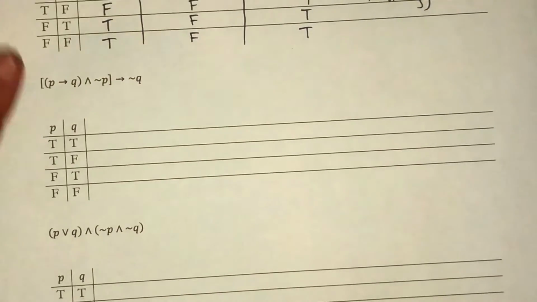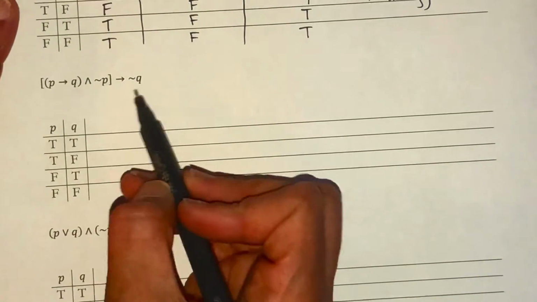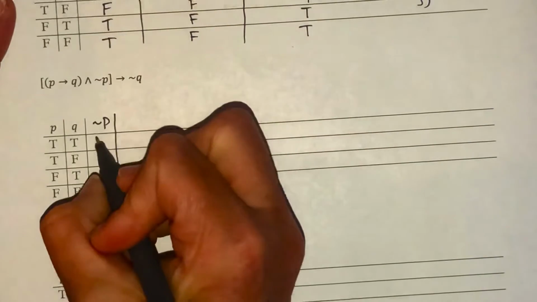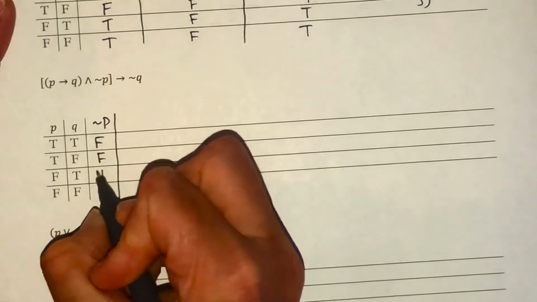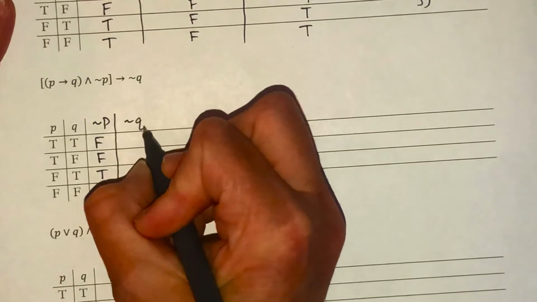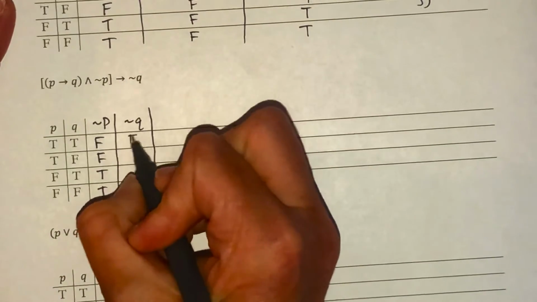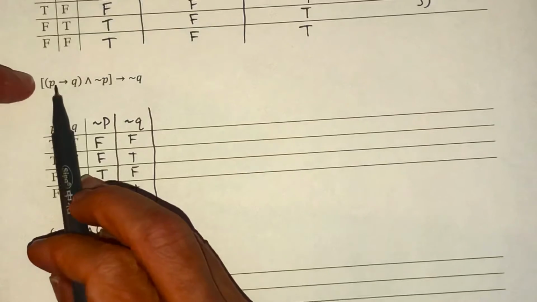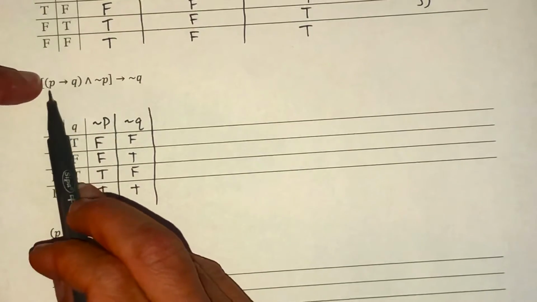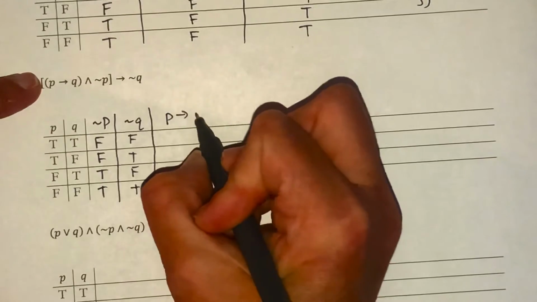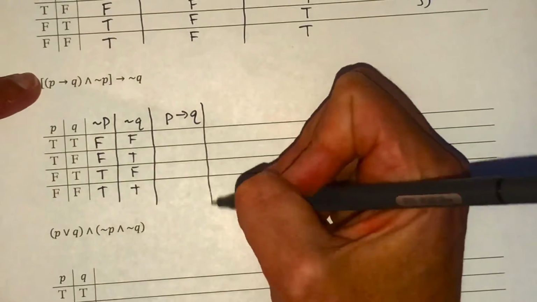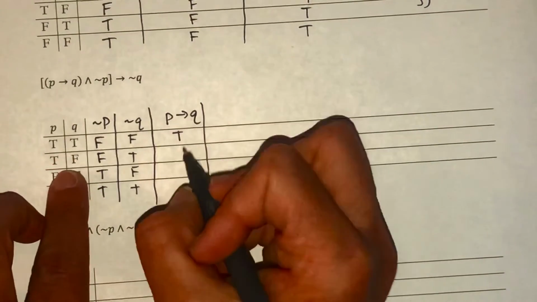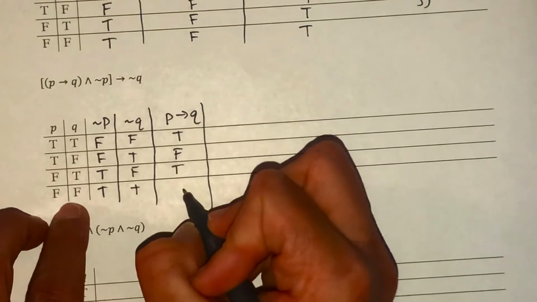Let's try this one. I do have some negations in here, so I'm going to take care of those first. Not P. Not Q is false, true, false, true. Okay, now I'm going to start working on this part. I have if P, then Q. This is our general conditional. So this one is true, this one is false, true, and true.